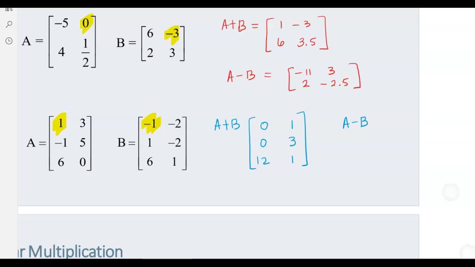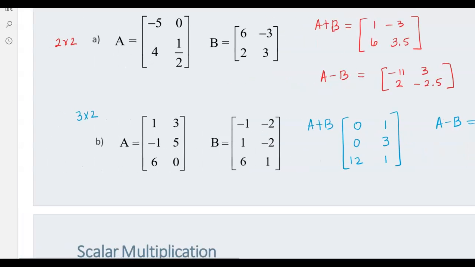And then for A minus B, 1 minus a -1, that's going to become +2. 3 minus a -3, that's going to become a 5. -1 minus 1, that'll be -2. 5, that's going to change to +2, right? 5, that'll change to +2, so that's 7. 6 minus 6 is 0, and 0 minus 1 is -1. Again, you could go to that matrix calculator and it would do these calculations for you.